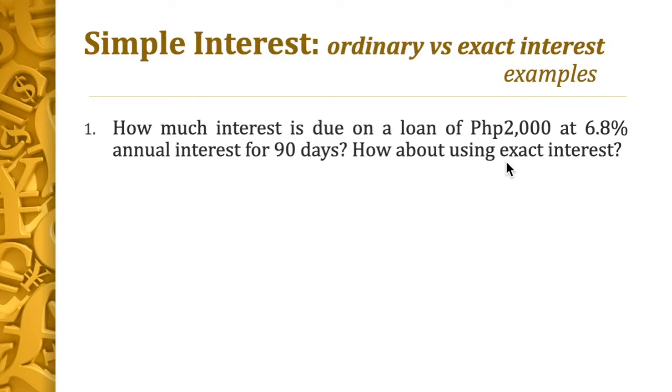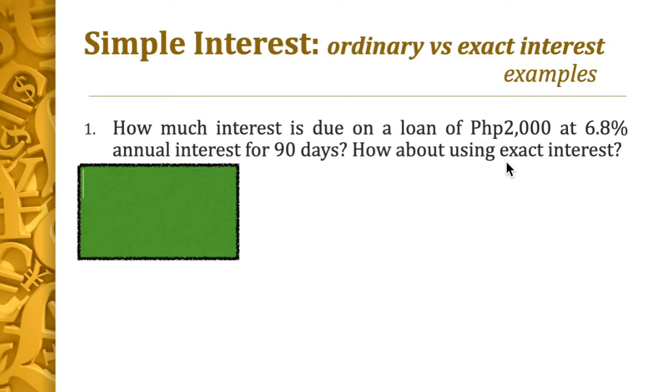Let's answer this using the given-required-solution method. Let's start with the given. Our 2,000 pesos is clearly our P, the loan amount, the principal. Our number of days is 90, compared to the time. And our rate is 6.8%. We know that in decimal as 0.068. Just move the decimal point twice to the left.